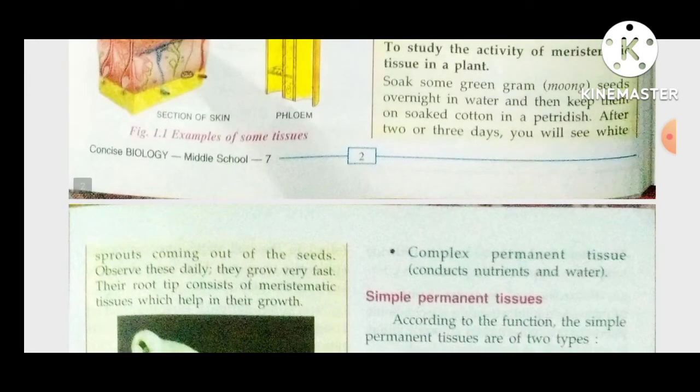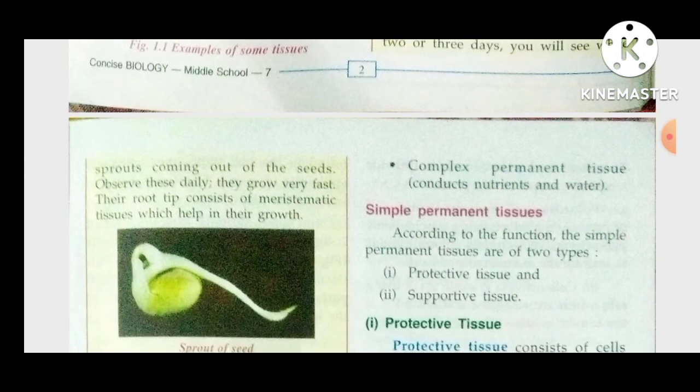That means when you put moong seeds overnight in water and then keep them on soaked cotton cloth, you will find that after 1 or 2 days, a white sprout appears. That means the plant will grow faster, because the stem consists of meristematic tissue.